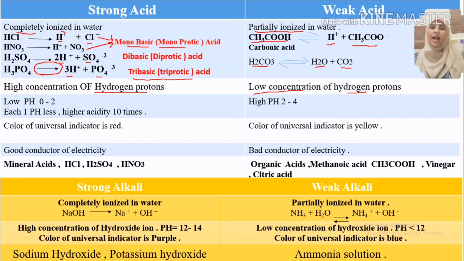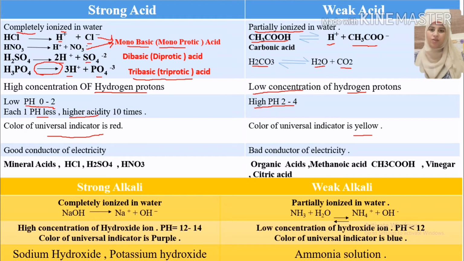In the case of strong acids, we have low pH. We have pH from 0 up to 2. Take care, as the pH decreases, the acidity will increase. In the case of weak acids, we have high pH. It's pH from 2 up to 4 and more. Color of universal indicator is red. Color of universal indicator is yellow.